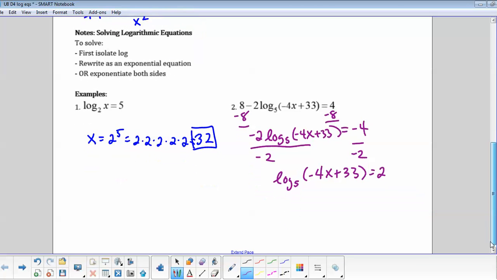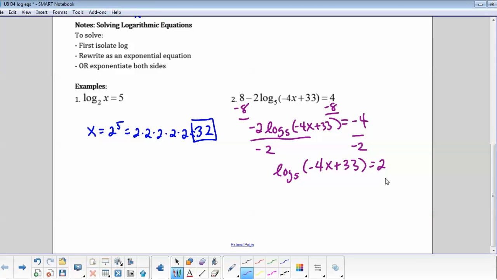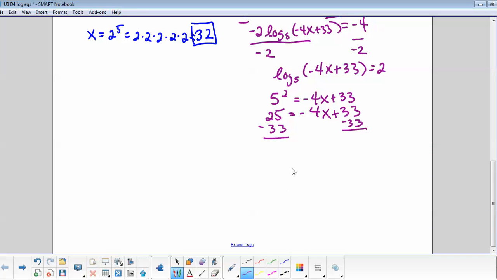So then you can either exponentiate by doing 5 to the 2 and 5 to the log base 5, or you can rewrite as an exponential. So your base is 5, your power is 2, and that gives you negative 4x plus 33. So I have 25, and subtract 33 from both sides. I get negative 8 equals negative 4x, and dividing by negative 4 I get x equals 2.